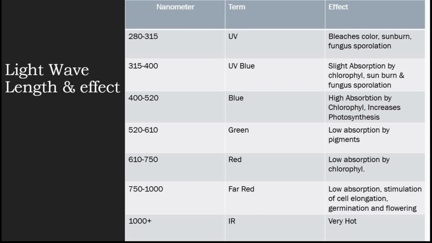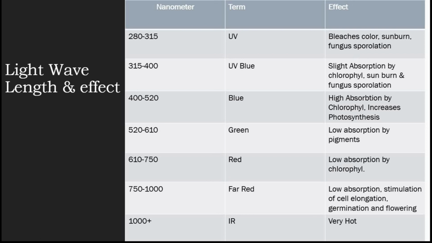Now next comes 520 to 610. This is termed as green. It has low absorption by the pigments because chlorophyll doesn't absorb green color. Leaves don't absorb green color. So there is no photosynthesis in this process. Now next comes 610 to 750. This is red. Low absorption by chlorophyll. And as it has low absorption by chlorophyll, there is no photosynthesis process in this.